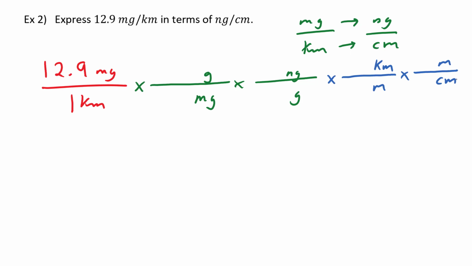Notice here, I haven't written any numbers down, but I have a game plan in place. In green, I'm going from milligrams to nanograms. And in blue, I'm going from kilometers to centimeters. Now let's put in the units associated with those values. Grams is bigger. 1 gram is 1,000 milligrams. Nano means 9, right? 10 to the 9 nanograms in 1 gram. Kilometers is bigger. There's 1,000 meters in a kilometer. And centi means 100. 1 meter is 10 to the 2 centimeters.